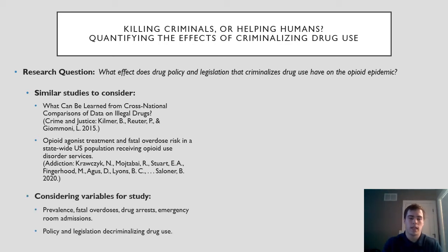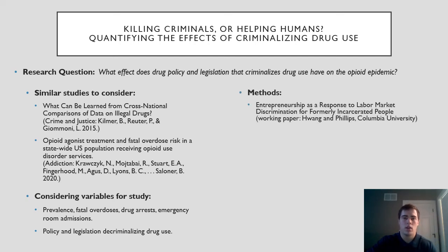Now, considering the variables of study, as I mentioned, prevalence is the most commonly studied, so I will include that in my own research, but I will favor primarily fatal overdose statistics, and also link together drug arrest data sets and emergency room admissions data sets as suggested by the methods of Soliner's team. And then the independent variable for study is policy and legislation decriminalizing drug use, and I'll get into a little more detail on how I plan to use that as a quantifiable independent variable in my methods section.